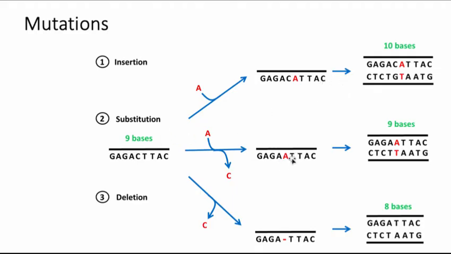One base pair is changed for a different base pair, and what effect it will have depends on what that codes for. Or it could be a deletion where a base pair is removed, and then it would change not just that particular part, but also how you read the rest of the sequence from there on.